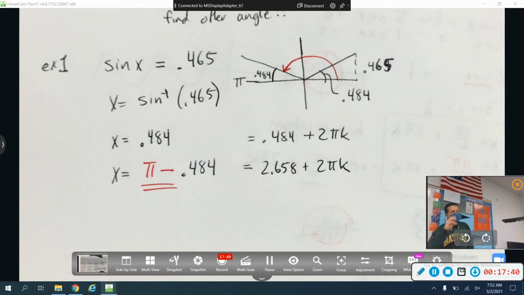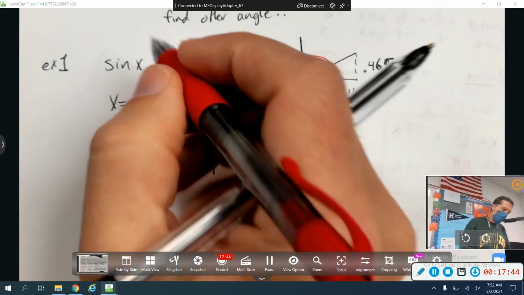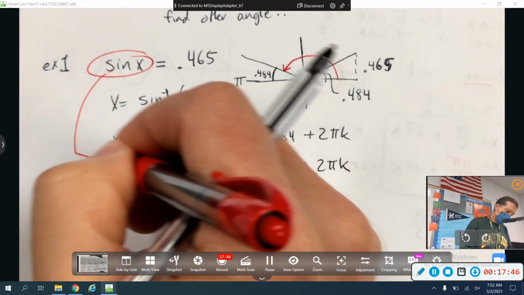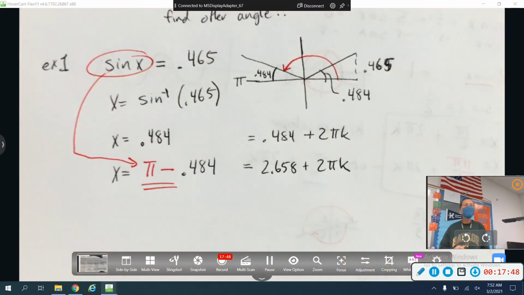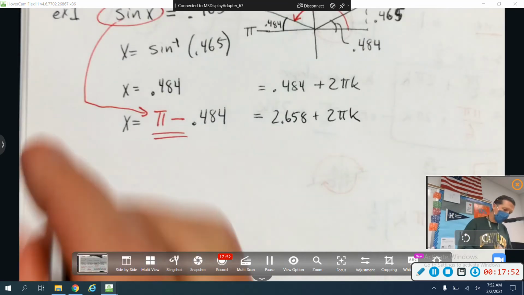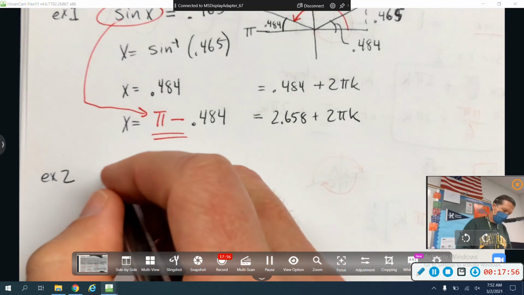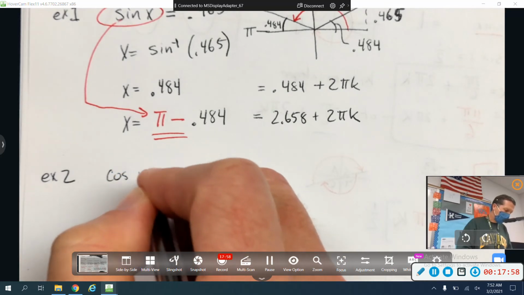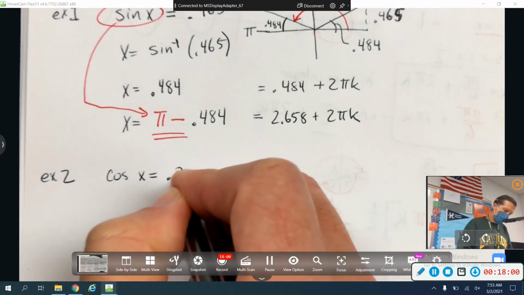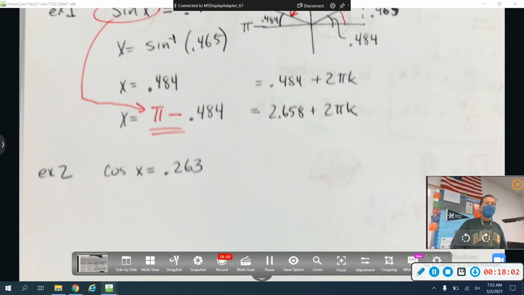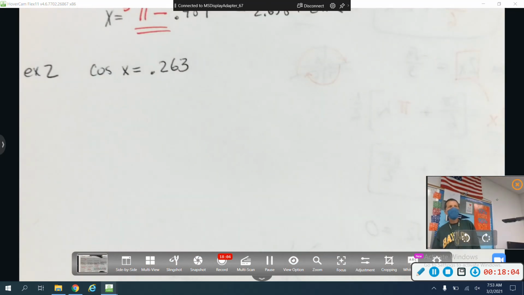So I'll summarize these when we get to the end, but for sine, it's pi minus. So the calculator gives you one answer, pi minus the first answer gets you the other answer. Let's do a cosine problem. Cosine of x equals 0.263.